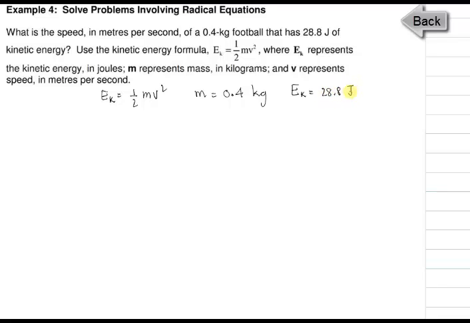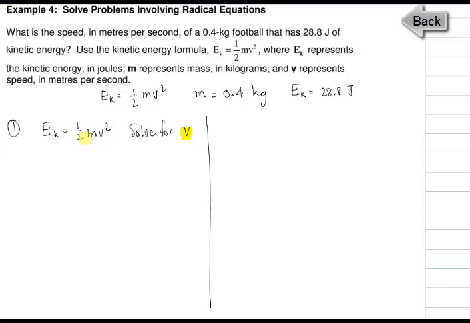Okay, and I'm going to show you two ways to work this out, and you're free to use whichever way you would like. Okay, on the first method, we will start with our formula. And what we want to do is isolate the variable that we're solving for. Okay, and because they want to know what the speed is, and you know that v represents the speed in meters per second, that means we want to solve for v.